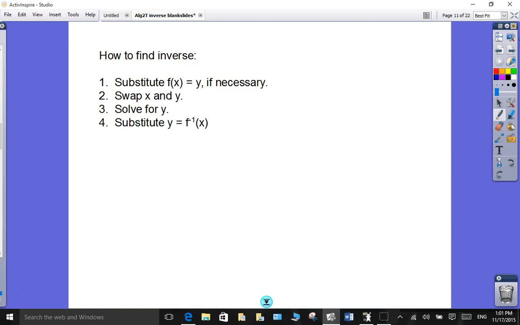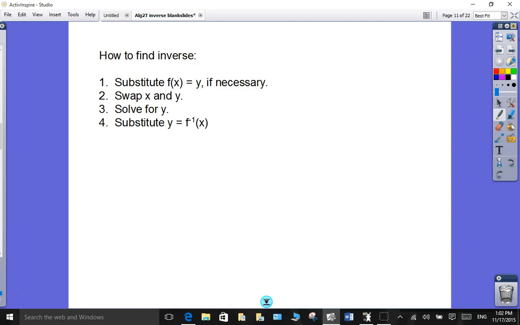If you're given a function as f of x equals, then you need to replace the f of x with a y. Sometimes we're given y equals. That's fine. Then you don't have to change anything. But if it starts with f of x equals, make it y equals. And then you switch the x and the y.